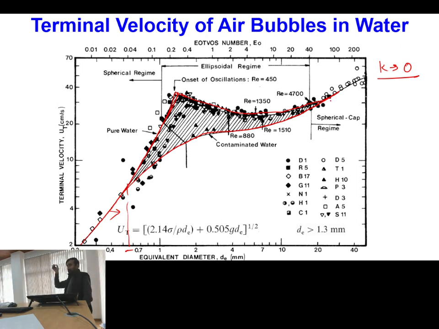But one clear observation you can see is that this region is called the ellipsoidal regime, and in this ellipsoidal regime only we have significant differences between the pure system and the contaminated system. If I go before this regime, then the shape of the bubble is almost spherical. So that's why the contaminated system and pure system are almost following a single curve.